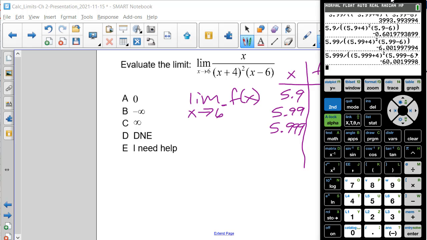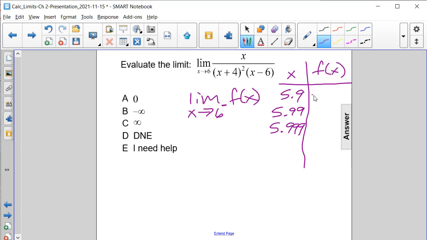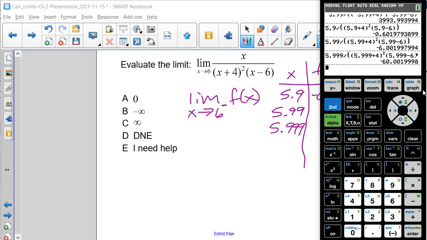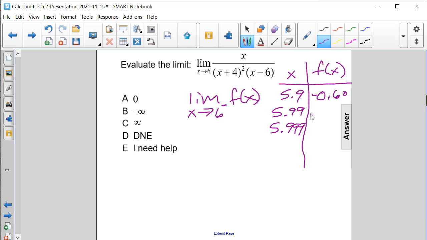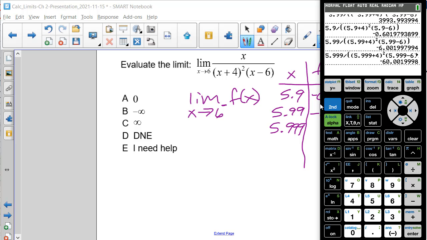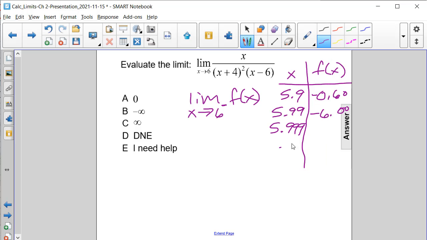If we substitute these values into a calculator and evaluate, we get about negative 60 hundredths for the first one. When we use 5 and 99 hundredths and substitute that in, we get about negative 6. And then if we do 5 and 999 thousandths in for x, we get negative 60 and 0 hundredths. So we can see that it's approaching negative infinity right now.